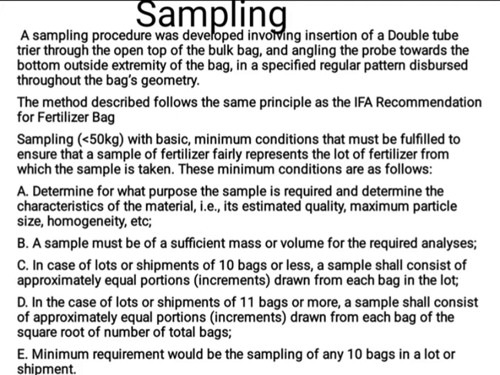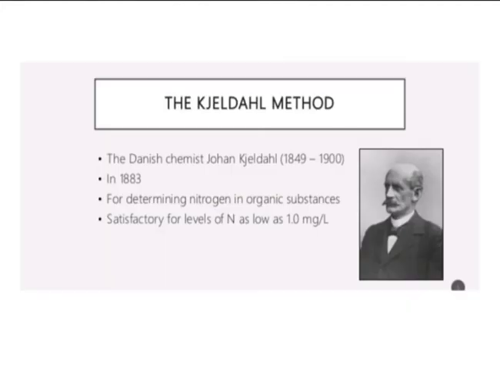So the minimum requirement will be the sampling of any 10 bags in a lot or shipment. So this is the sampling. Then our first point is the nitrogen estimation, and the nitrogen from the fertilizers is estimated by using different methods as I have discussed earlier.